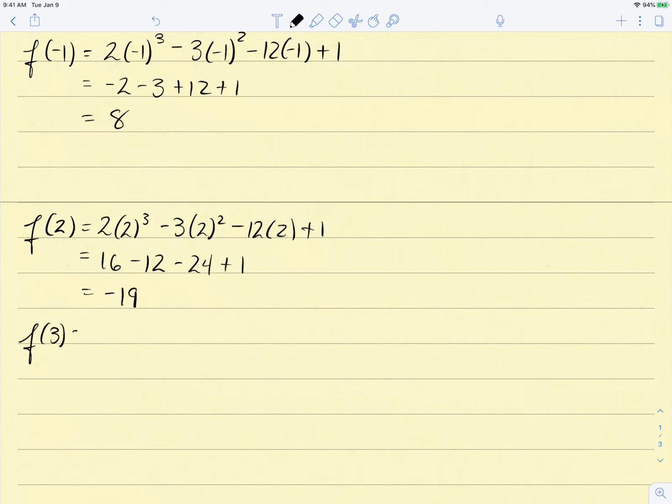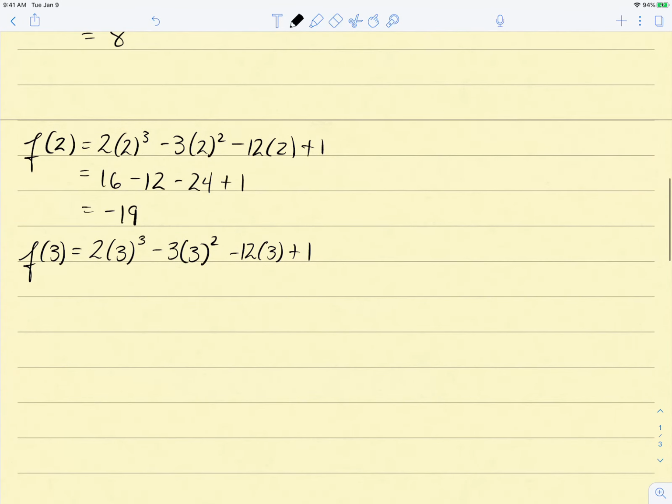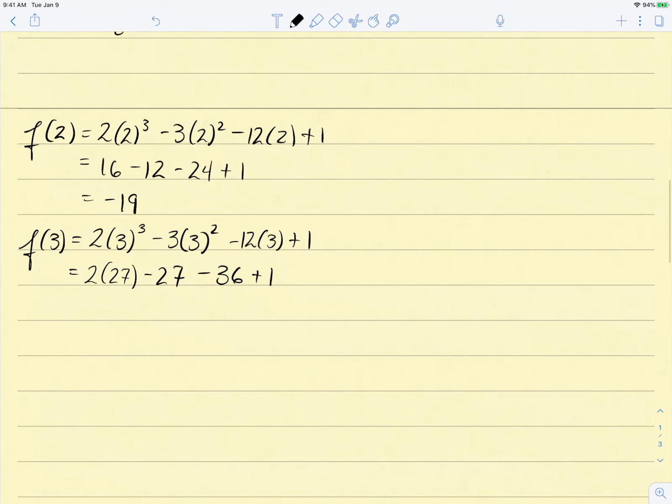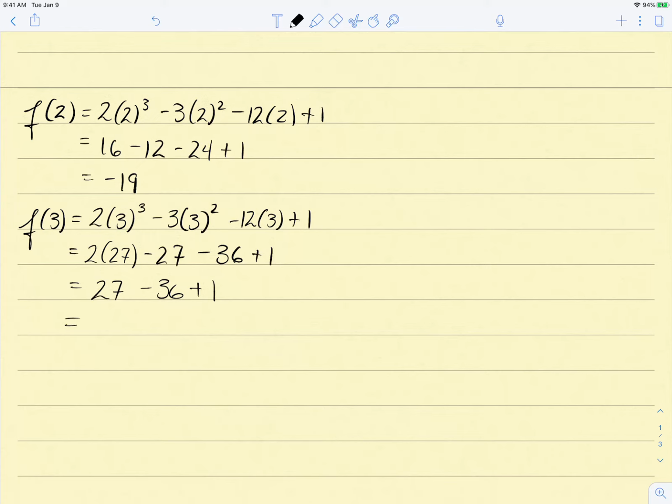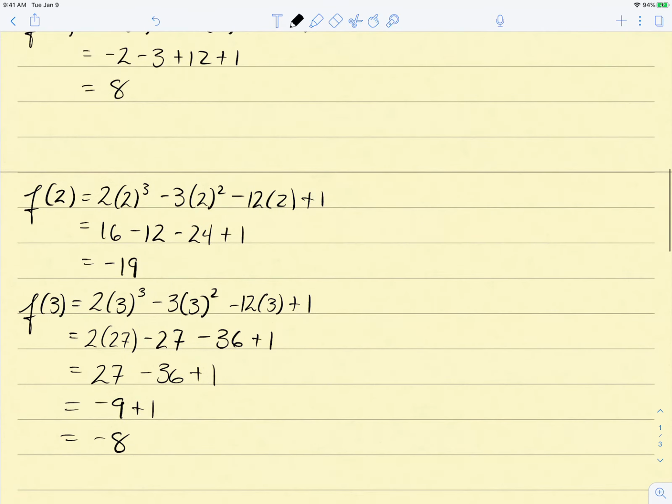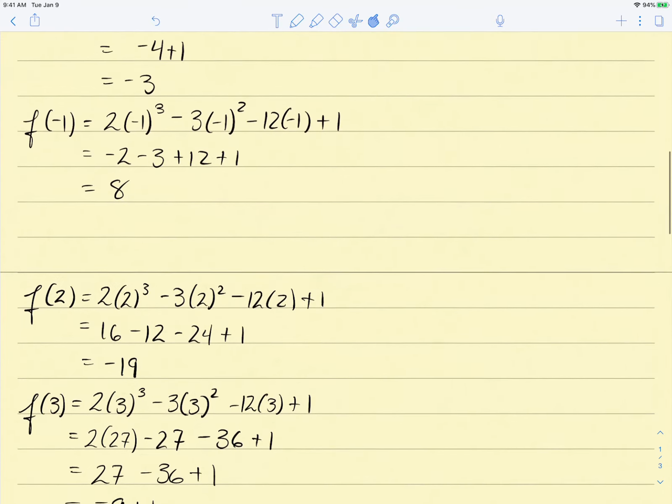And finally, f of 3 is 2 times 3 cubed minus 3 multiplied by 3 squared minus 12 multiplied by 3 plus 1. So let's see here. I'm going to think about this first term as 2 times 27 because this next term is 27. That'll save me a little bit of effort. Minus 36 plus 1. So if I have 2 27s, I take one of them away, I have 1 27. I've got 27 minus 36 plus 1. Okay, 36 is 9 larger than 27. So that's going to give me negative 9 plus 1. That's negative 8.